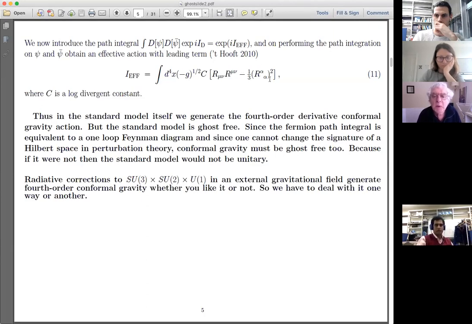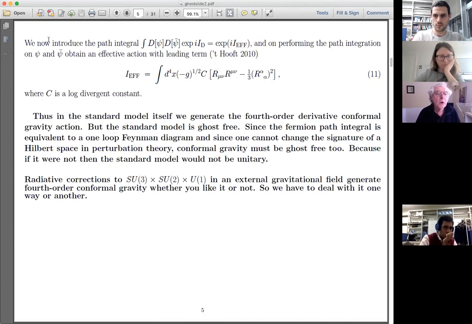Now, suppose it were not. Then the standard model couldn't have been unitary either, because as soon as you integrate it out in the presence of an external gravitational field, you would immediately hit the ghost. So radiative corrections to the standard model in an external gravitational field generate the fourth order theory whether you like it or not. So we have to deal with it one way or the other.